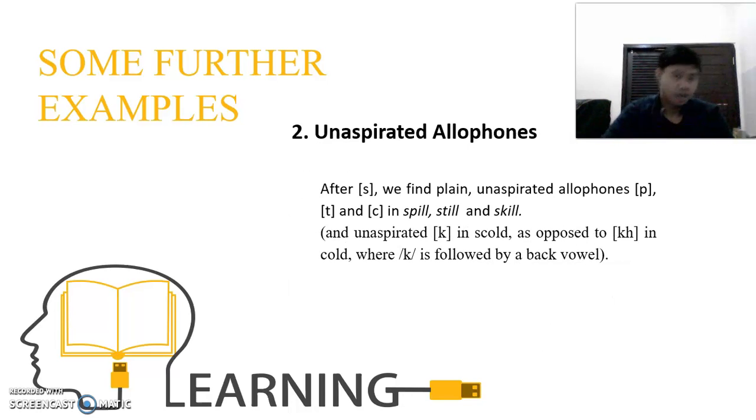For number two, unaspirated allophones. After the S, we find plain unaspirated allophones P, T, and K in spill, still, and skill, and unaspirated K in cold as opposed to aspirated K in cold, where K is followed by a back vowel.